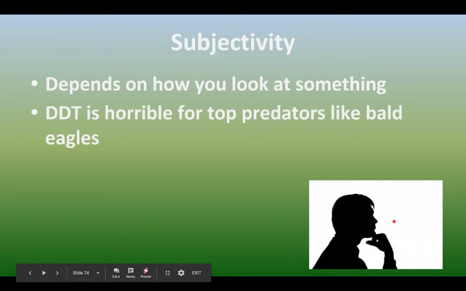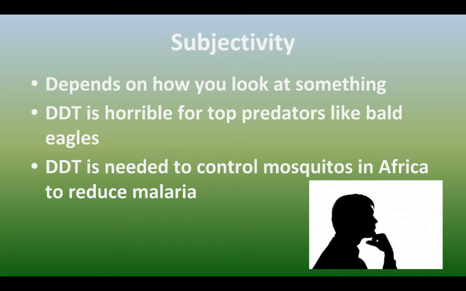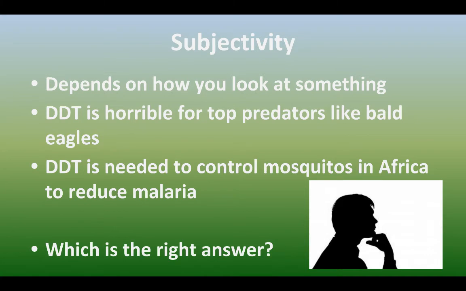Another example we talked about was DDT. It's horrible. Eagles' eggs were becoming soft and they were becoming endangered. But then again, mosquitoes carry malaria that could affect the human population. So again, where do you side? And it all goes back to this subjectivity of personal opinion and values. So sometimes there is no right answer.